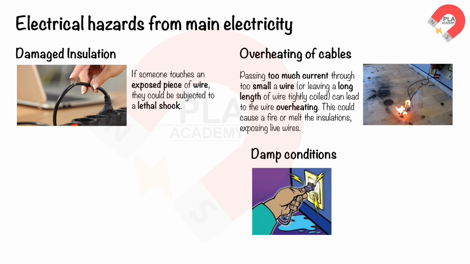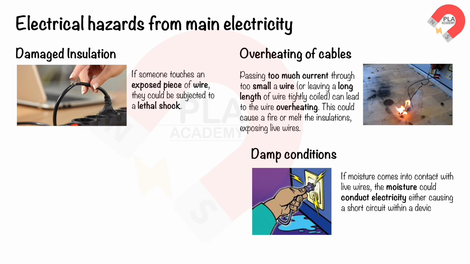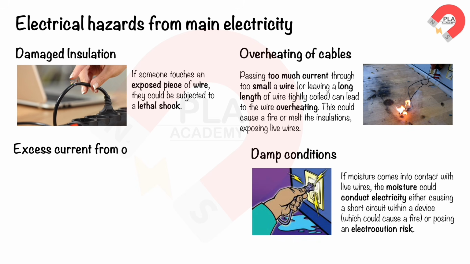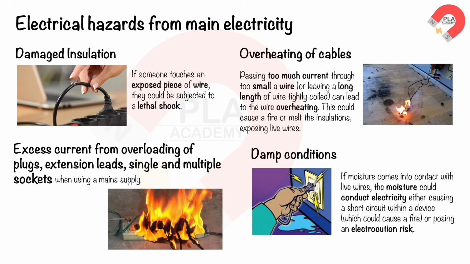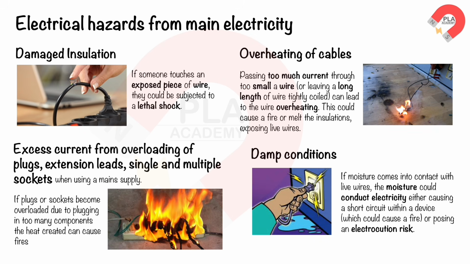Damp conditions. If moisture comes into contact with live wires, the moisture could conduct electricity, either causing a short circuit within a device, which could cause a fire, or posing an electrocution risk. Excess current from overloading of plugs, extension leads, and single and multiple sockets when using a mains supply. If plugs or sockets become overloaded due to plugging in too many components, the heat created can cause fires.